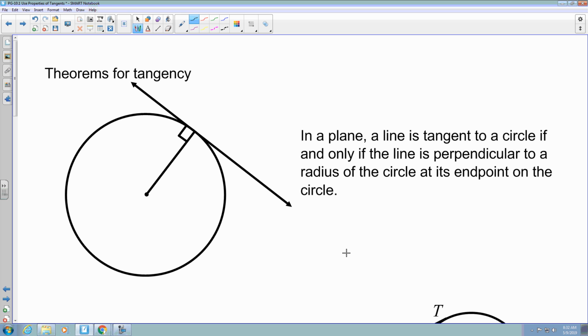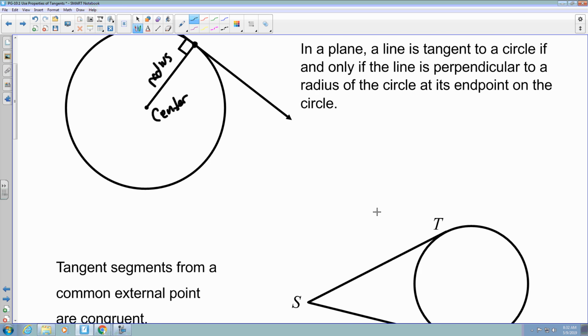Looking more at tangencies of lines and line segments, we have a theorem for tangency. It says, in a plane, a line is tangent to a circle if and only if the line is perpendicular to a radius of the circle at its endpoint on the circle. So we have the center here, and the radius is going to the point of tangency of that line. By definition, when that radius touches that tangent point, it is going to be perpendicular, which means between that tangent line and that radius, it's going to be 90 degrees.